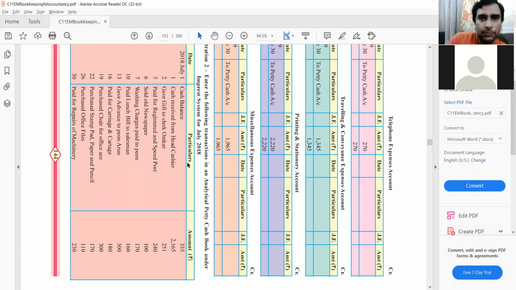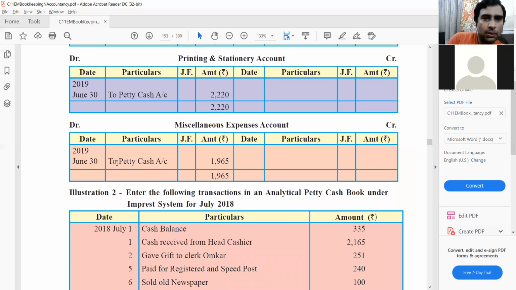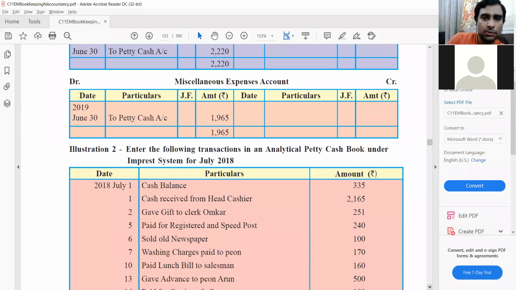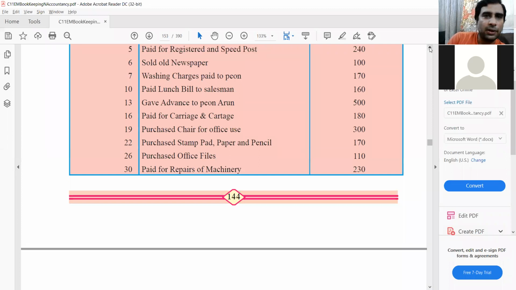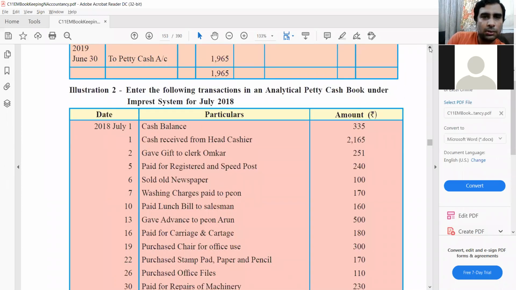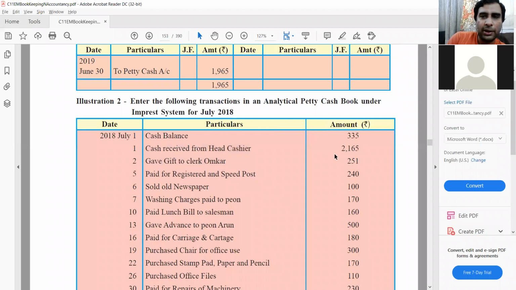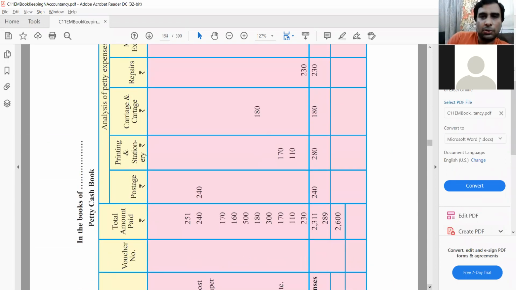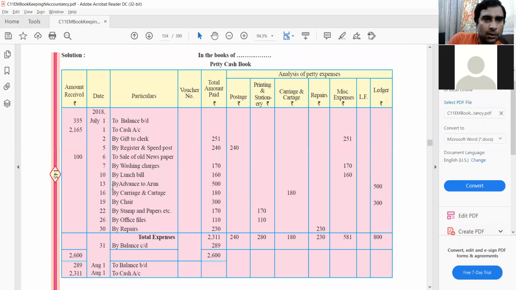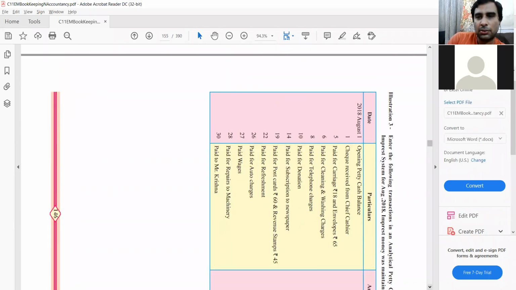Here it is. No, the question is gone. No, the question is here. Well, it's not mentioned anywhere. Received cash from head cashier 2165. That is all we have. So why have they put this 2165? We know 2311. I don't understand where this came from. Ignore it. There is no need to.